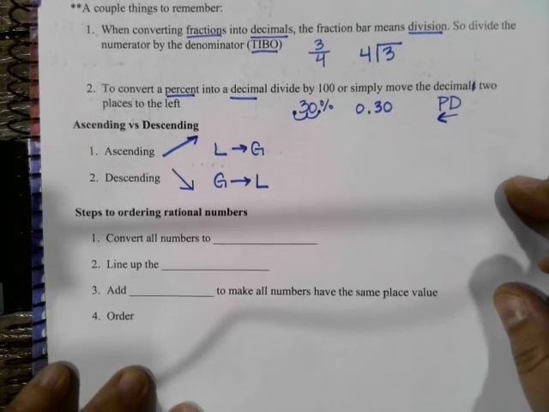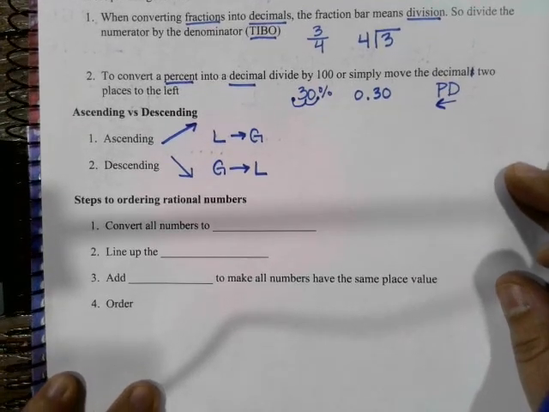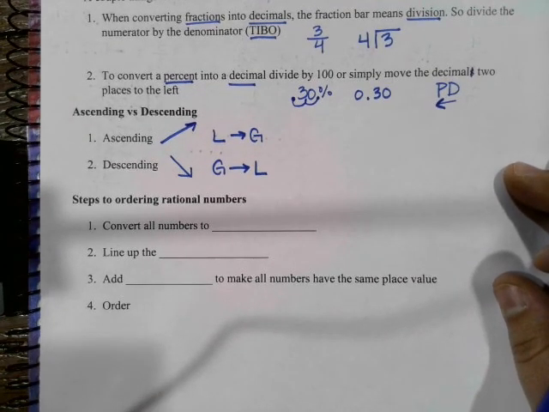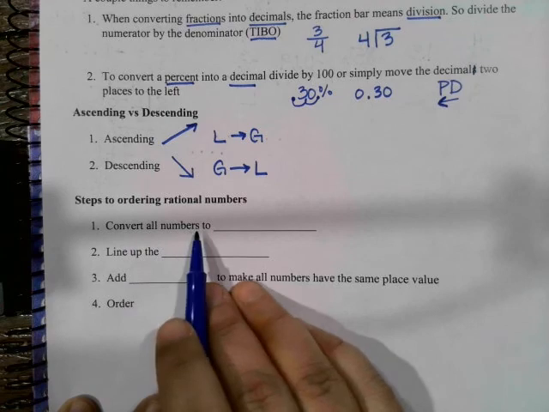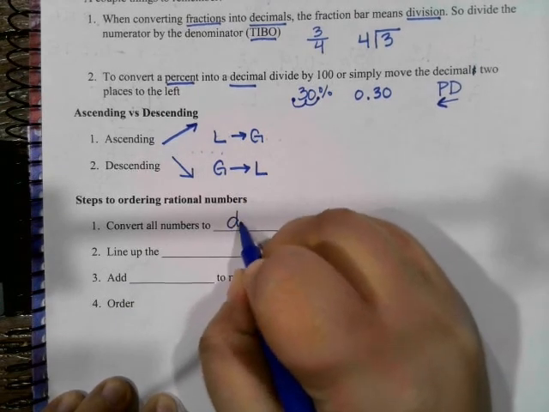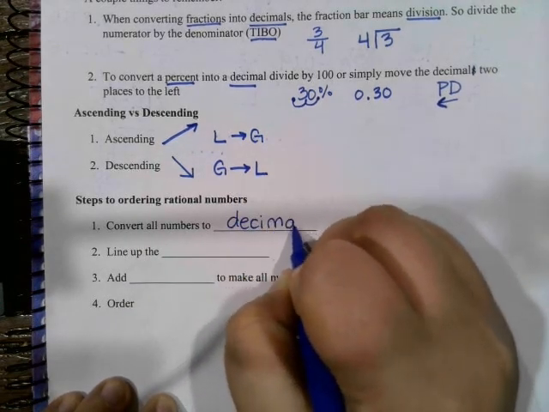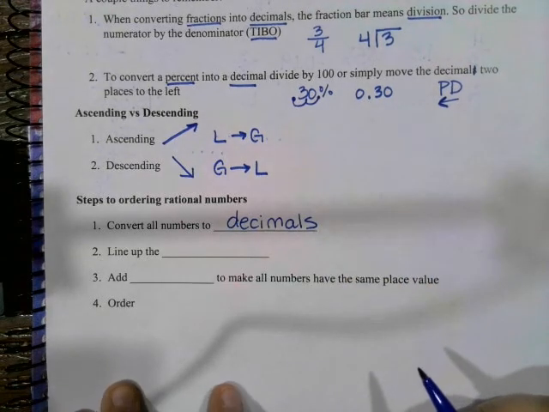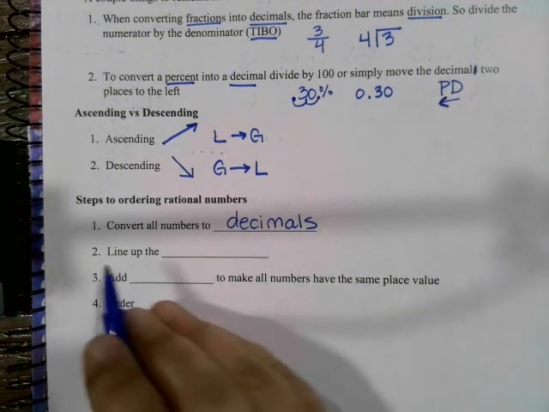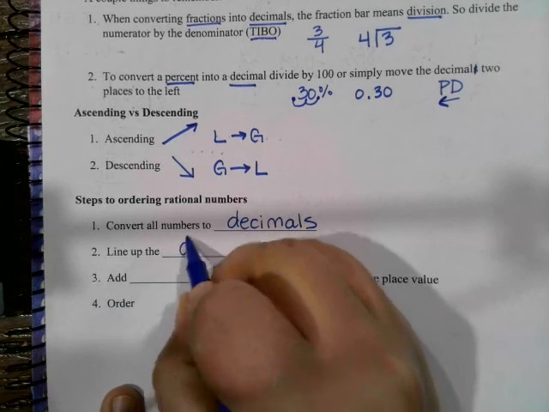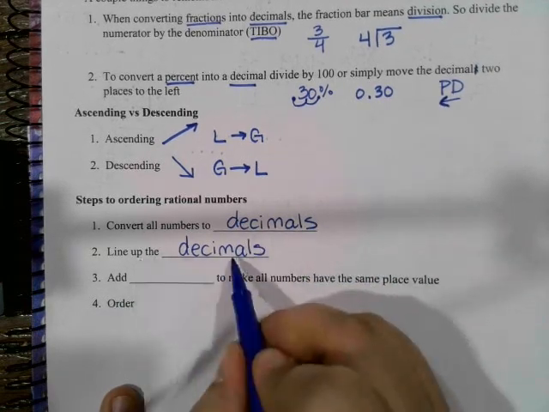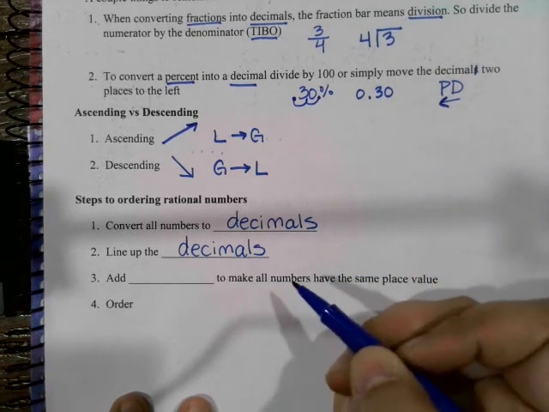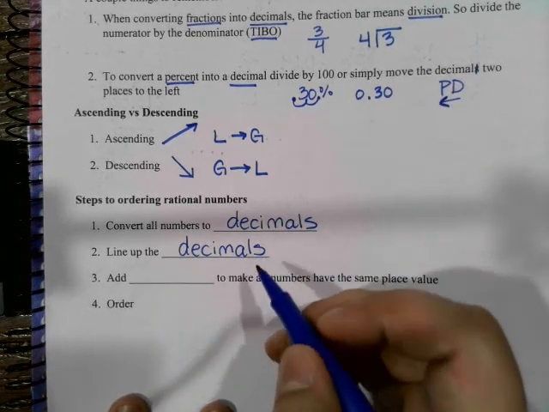All right, the steps to ordering rational numbers. These are my personal steps. If you follow these steps, it's going to be a lot easier to order them, I promise. Number 1, convert all numbers to decimals. So everything needs to be made into a decimal first. Then we can line up the decimals. We kind of do this as we convert them. I'm going to show you how I do it. So it kind of takes 2 steps in one.